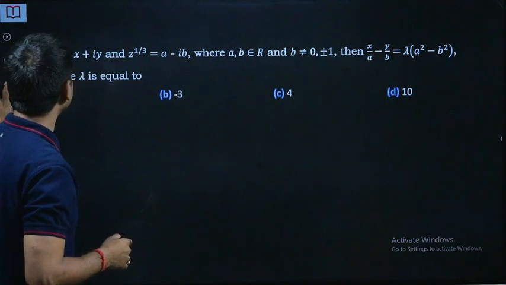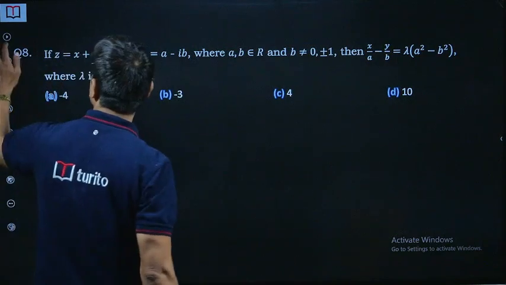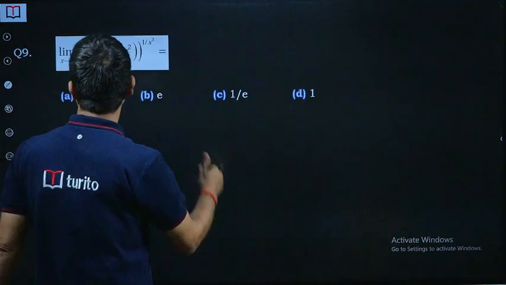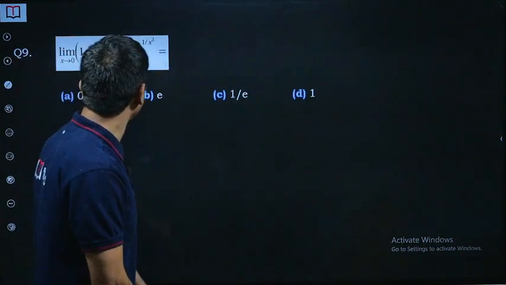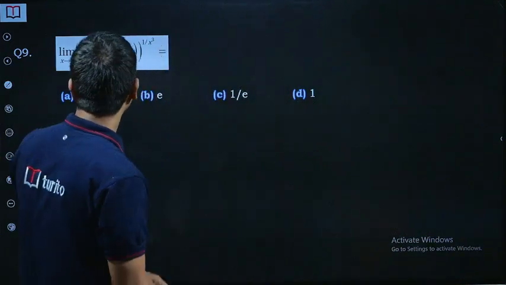That's it. And moving to the next one, I'm really sorry how it got repeated. Shouldn't have been, but okay. So I'm skipping it. Now the next one is limit x tends to 0, (1 plus sine square of x square) to the power 1 by x cube.